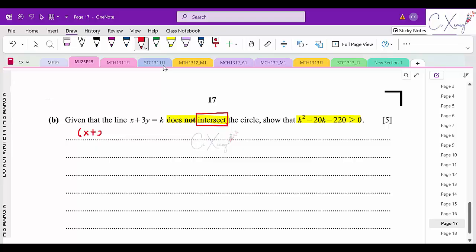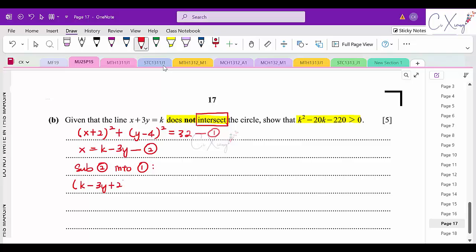Okay, so I rewrite again, yeah? My circle equation is this one. This is my first equation. And my line equation is x equals k minus 3y. I will put it like this. Okay, when I want to solve for the intersection point, I will substitute 2 into 1. That means I want to solve the equations simultaneously. What is the x here? I'm having k minus 3y plus 2 squared, then plus y minus 4 squared equals 32.